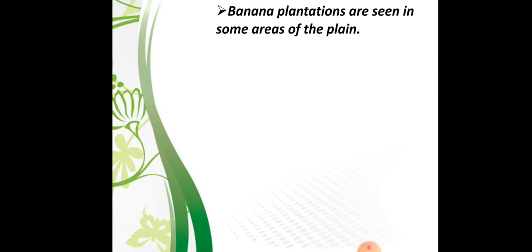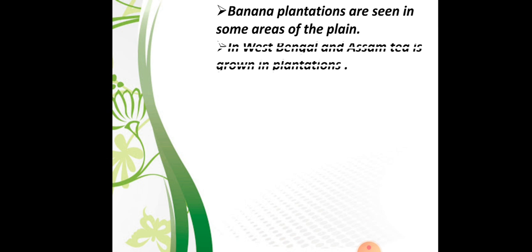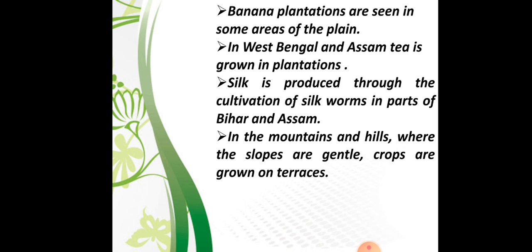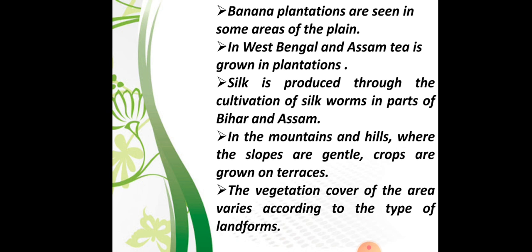Now, banana plantations are seen in some areas of the plain. In West Bengal and Assam, tea is grown in plantations. Silk is produced through the cultivation of silkworm in parts of Bihar and Assam. In the mountains and hills, where the slopes are gentle, crops are grown on terraces. The vegetation cover of the area varies according to the type of the landforms.